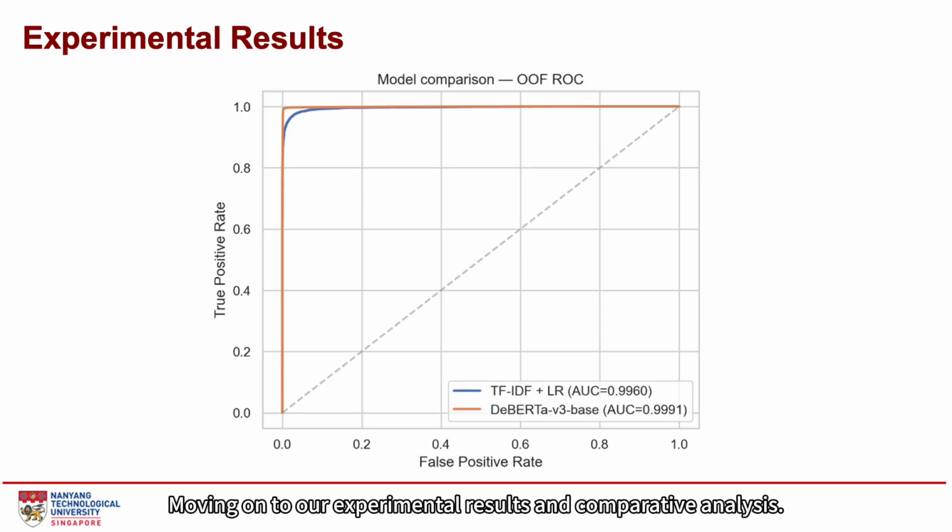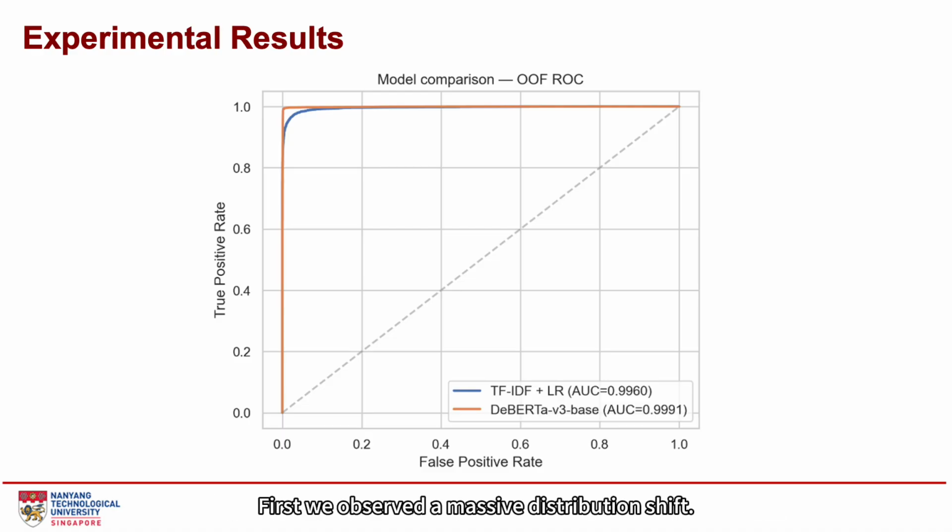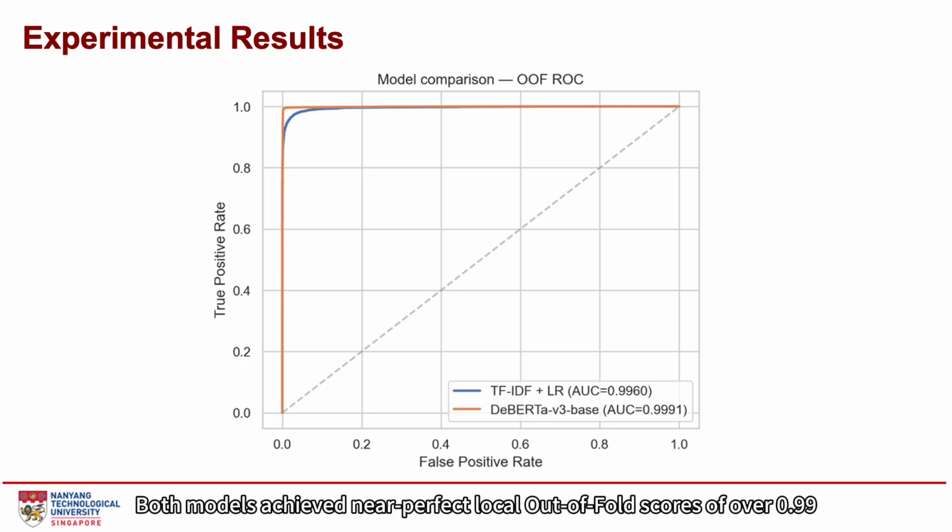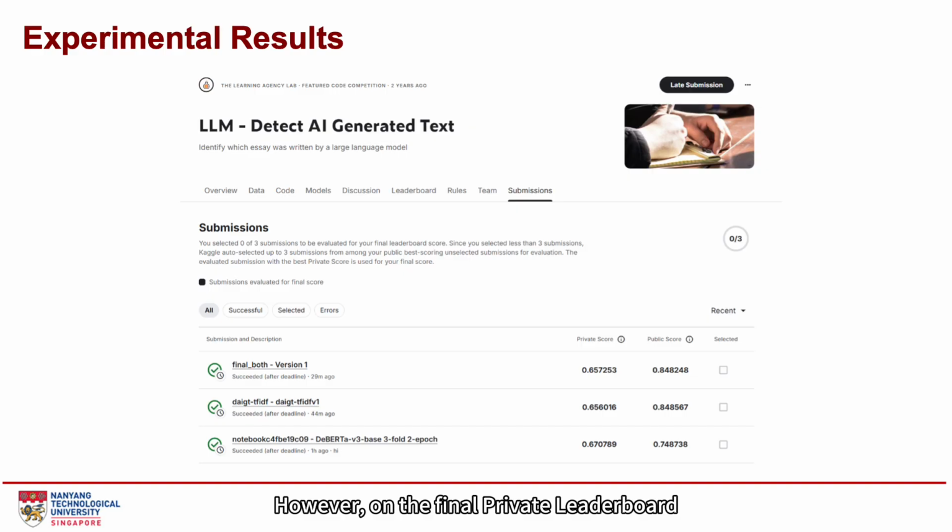Moving on to our experimental results and comparative analysis. First, we observed a massive distribution shift. Both models achieved near-perfect local out-of-fold scores of over 0.99. However, on the final private leaderboard, their performance dropped significantly to the 0.65 to 0.67 range. This proves that the data distribution in the test set was heavily shifted from the training set. Under these challenging conditions, the performance of the 2 models diverged.